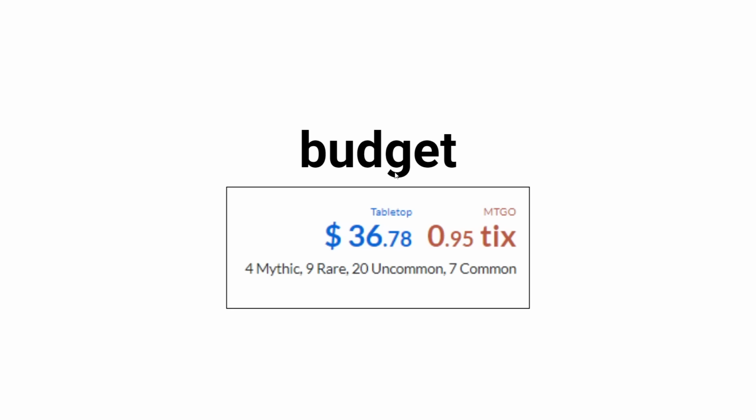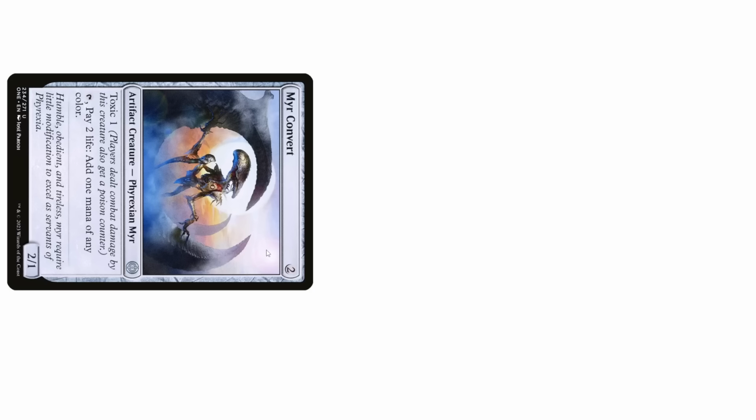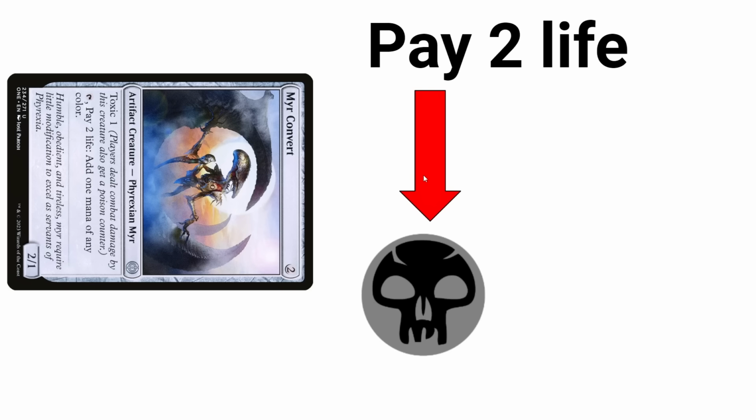All right, so here's the budget version of the deck. We'll start off with that. So the first card is Myr Convert. It's 2 mana, and then pay 2 life and add 1 mana of any color. So we can tap it, pay 2 life, and then we get a mana of any color. And then we can use that mana to kill ourselves even more. This is absolutely fantastic. We'll put 4 of these in the deck.